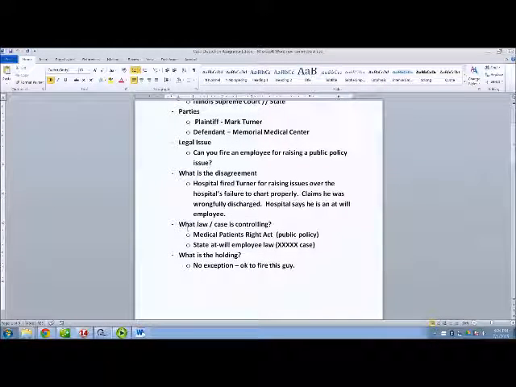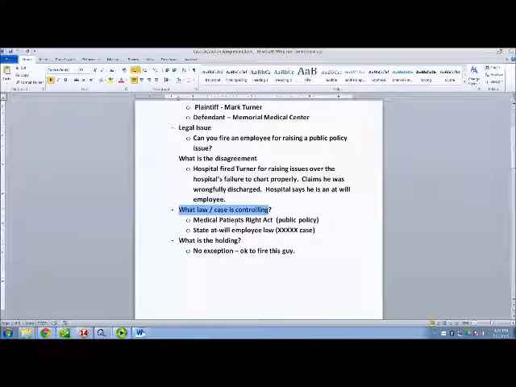When the court is analyzing the two parties' positions, there's always going to be some law or some precedent they look to. So we want to know what controls the court's decision. In this particular case, they look at a piece of legislation, the Medical Patients' Rights Act, which is establishing what the public policy is. And they are also saying, well, we also have our state at-will employee law.